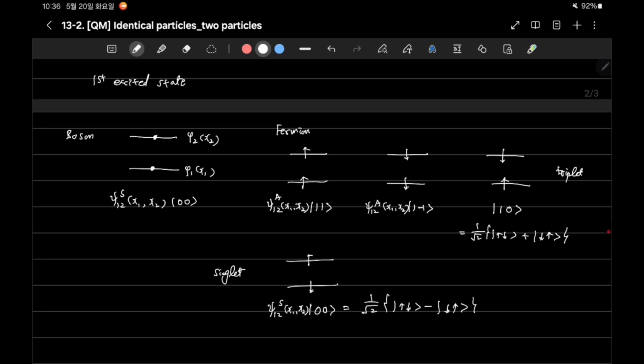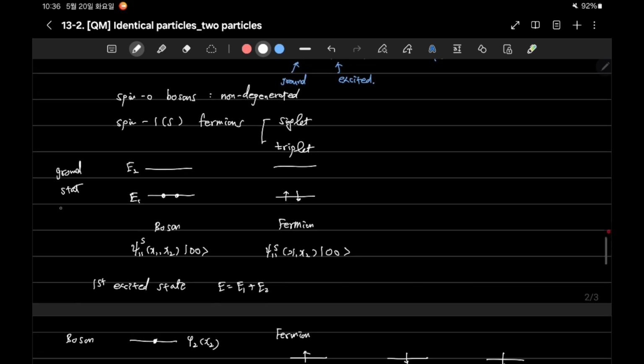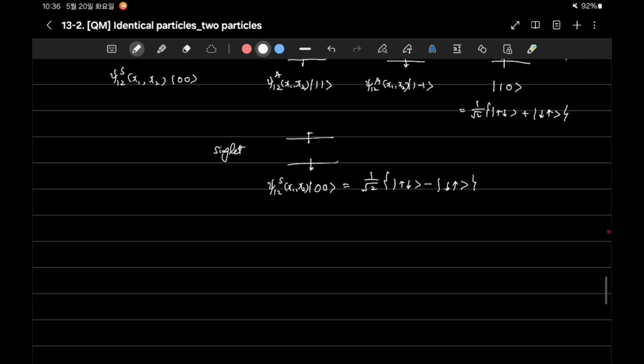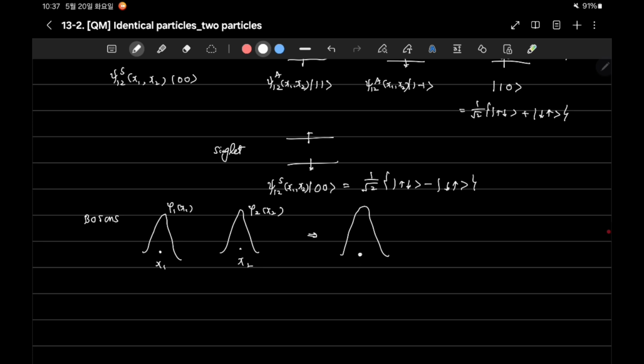And in the energy case, the energy of the first excited state is E1 plus E2, and the ground state energy is 2E1. So for the physical interpretation of the symmetric and antisymmetric cases: in bosons, the wave function is symmetric. With phi 1 of x1 and phi 2 of x2 in a potential well, when you combine them at the same state, the probability distribution of the two particles at x1 and x2 can be close to each other, with a finite probability at the origin.